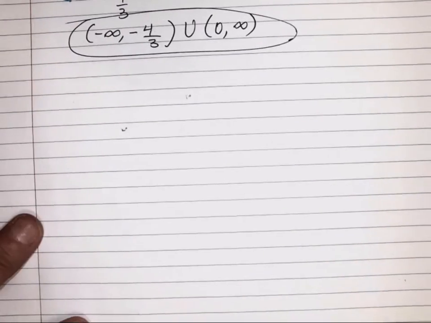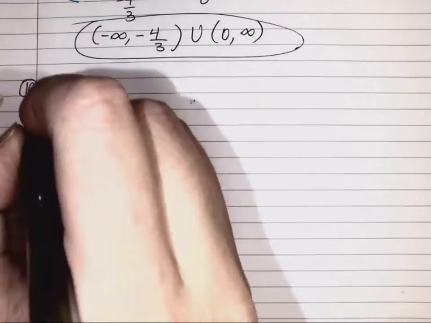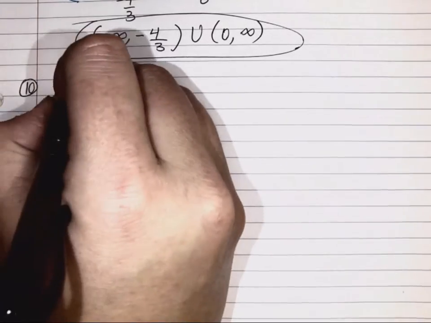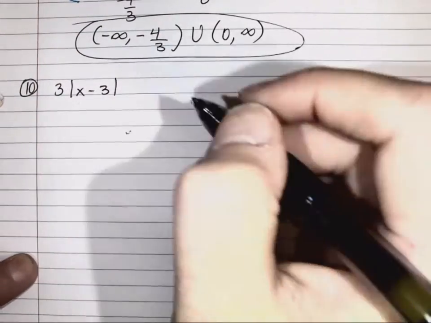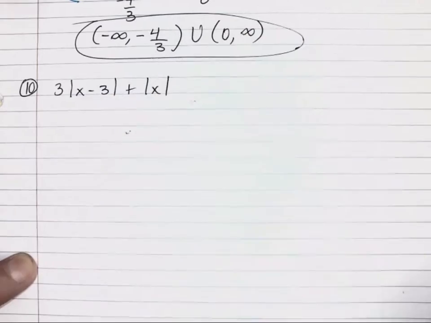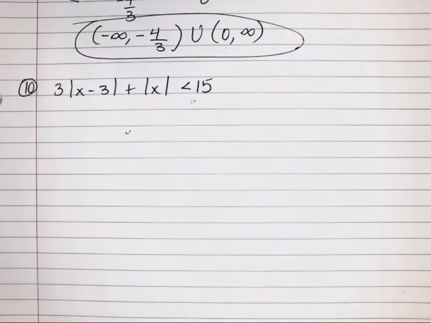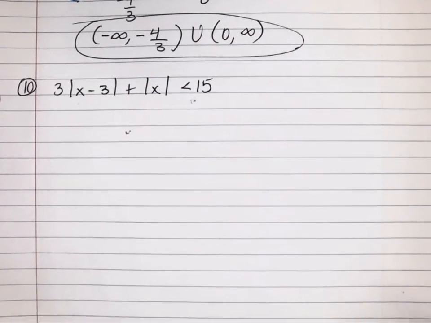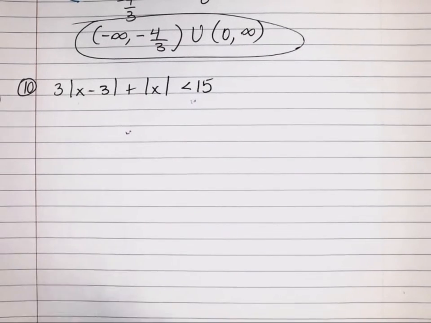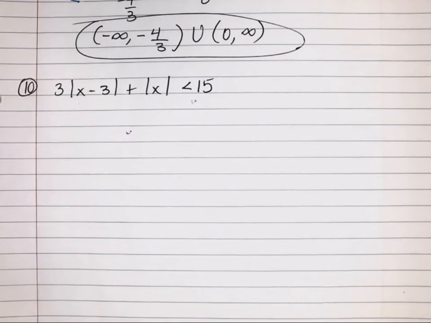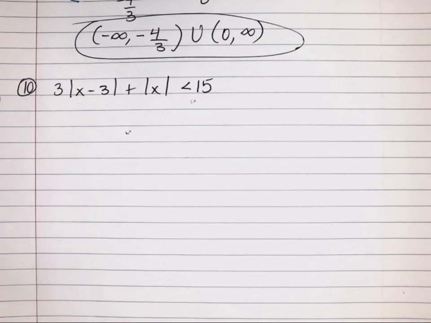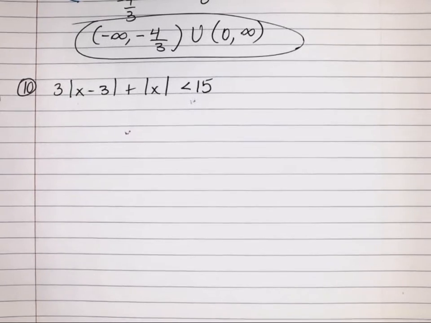Number 10. You have 3 times absolute value of x minus 3 plus absolute value of x is less than 15. So this one definitely looks gross. We have 2 absolute value parts, and so I'm sure that you're looking at that thinking I'm going to skip that problem, but you're not. We're going to persevere and power through it.